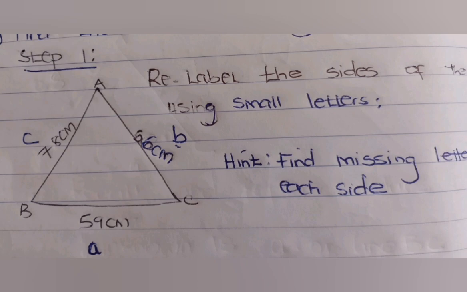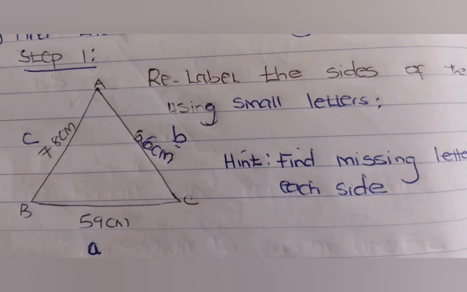for example, in line AC, which letter is missing? The triangle is triangle ABC. So B is missing, and we label that using small letters. For line BC, the letter that is missing is letter A. Write it in small letters. For line AB, the letter that is missing is letter C.